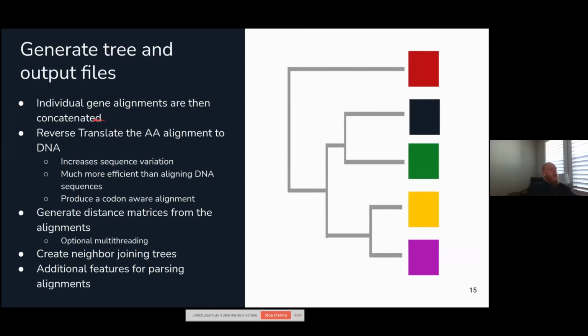Next, the individual gene alignments are concatenated. We also enabled several optional output files, including the ability to reverse translate the amino acid alignment back to DNA. The idea here is that you get all of the computational benefits with respect to efficiency that are involved in generating the amino acid alignment, but you can amplify the amount of variation produced by redundancy in the codon code to distinguish closely related isolates, producing a codon-aware nucleotide alignment. Additionally, in our R package, we included functions for generating distance matrices, and from those distance matrices, you can create neighbor joining trees with the ape package, and all of that is included as well.